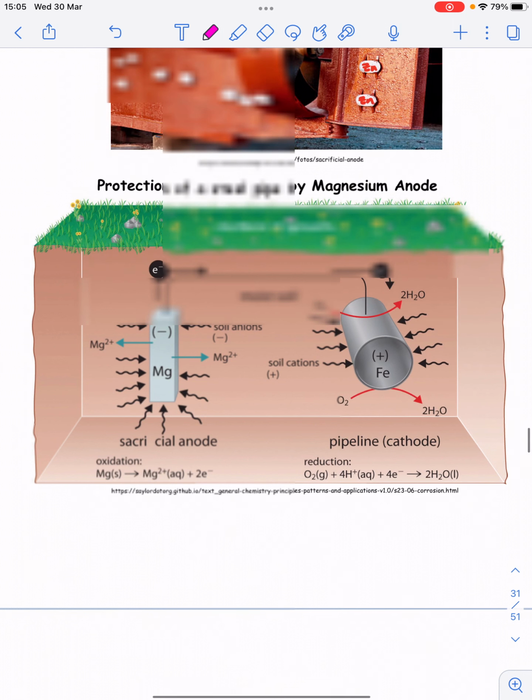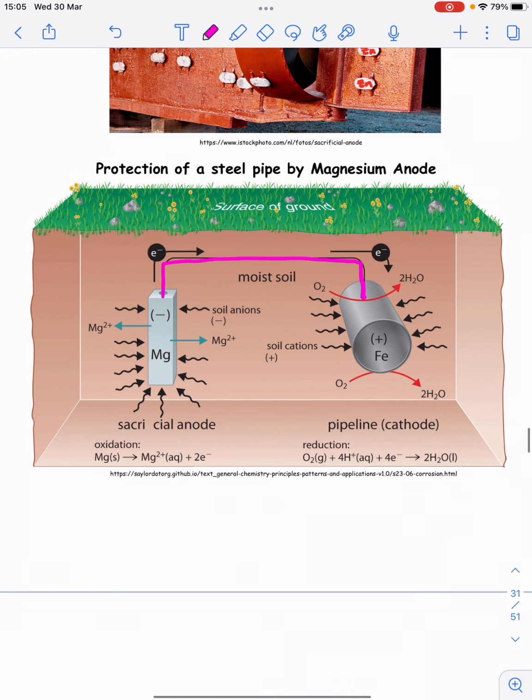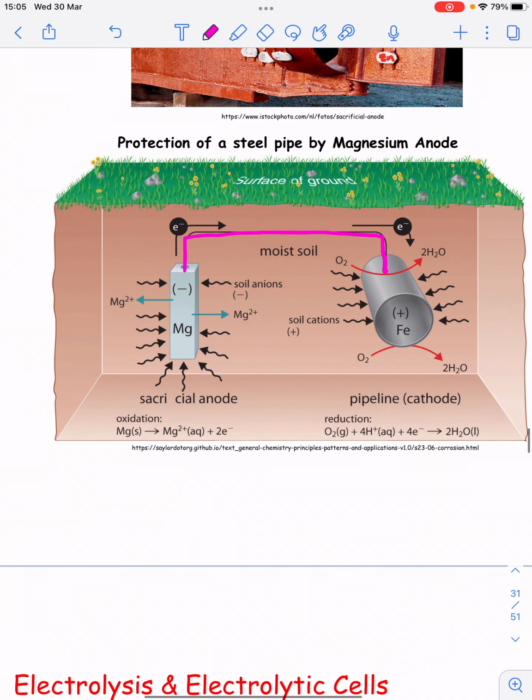Another application is with pipes underground. They'll connect pipes with a wire, so they're not actually touching, but they'll connect an iron pipe or a steel pipe to a big piece of magnesium that's underground. I should say sacrificial. And as the magnesium starts to react with things in the soil, it starts to oxidize. So the magnesium is oxidizing off into Mg2+ ions. But because it's connected by a wire, those electrons that are being pulled off of the magnesium, liberated from the magnesium, travel through the wire.